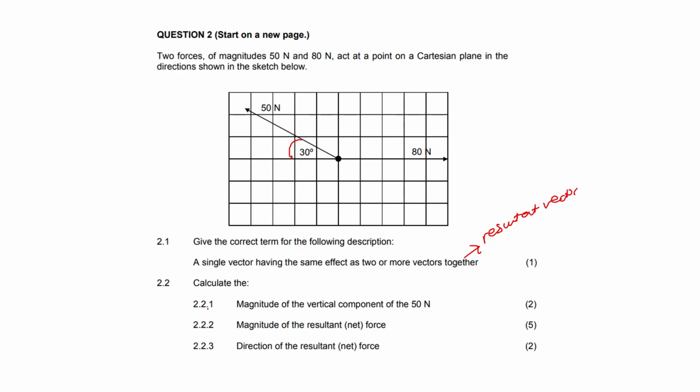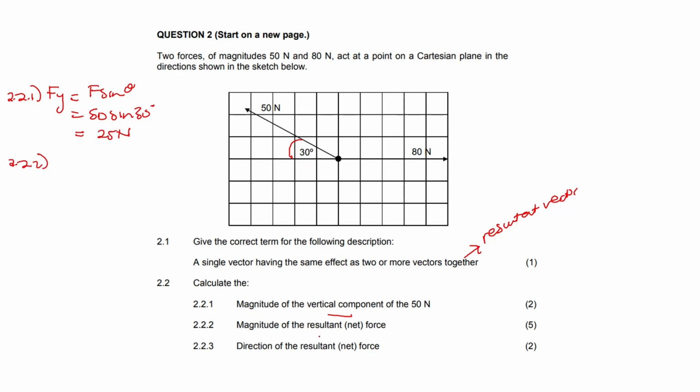2.2. Calculate 2.2.1, the magnitude of the vertical component of the 50 newtons. All right, so we do it at the top here. So they want the vertical component, so they want Fy, all right? And if we want Fy, we're just going to use sine theta. So we have the 50 newtons already, and we have the 30 degrees there. We jot that into the calculator, and we get 25 newtons.